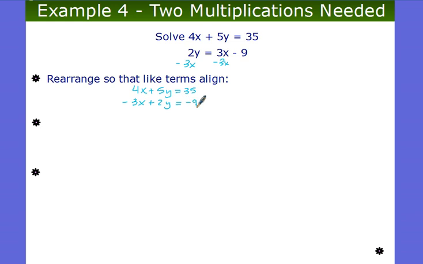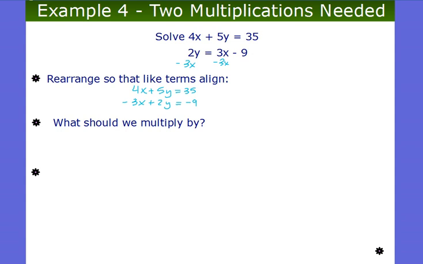Okay, after that, we need to figure out what we're going to multiply by. I've got to multiply one of these equations, or both of them, by a number so that I can eliminate a variable, because neither of the coefficients on my variables are the same number. I've got a 4 here and a -3 here, a 5 here and a 2 here. So we are going to check for what we can multiply by to get them to be the same.